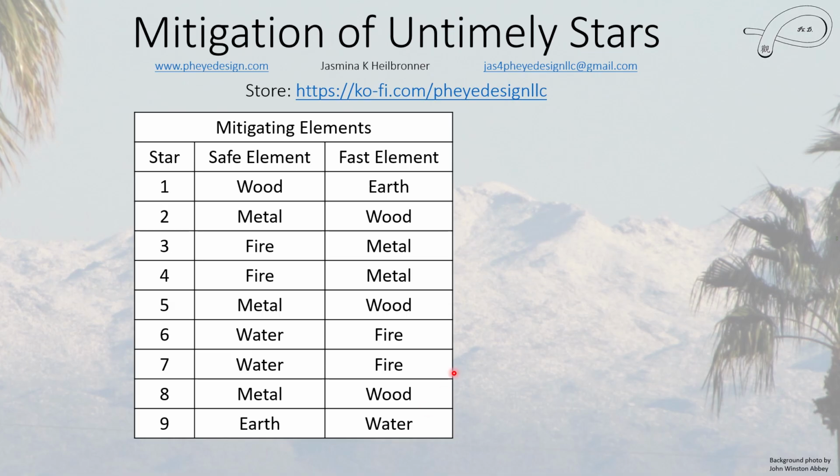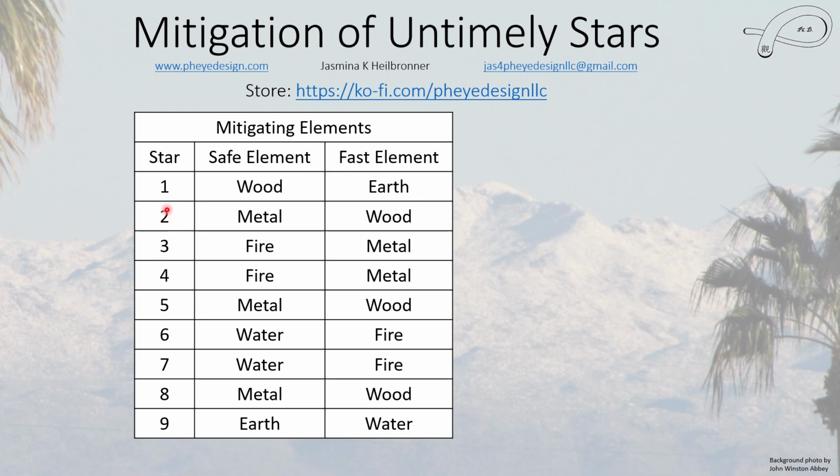So this is the summary of what you would do if you have a star 1, which is usually considered timely except for by a pretty small number of practitioners. But right now it's definitely timely because we're in period 9. You don't really need to worry about this, but once we reach period 2, this is when star 1 might need a little help. So this is what you would use. You could use wood as a safe element, and a fast element is earth.